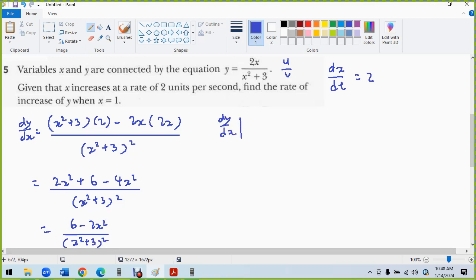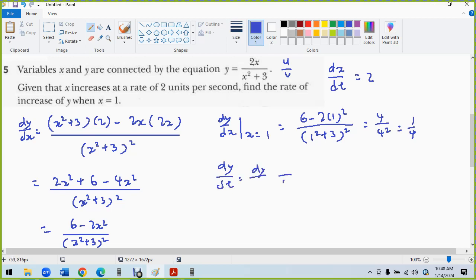So dy/dx when x equal to 1: (6 minus 2 times 1 squared) over (1 squared plus 3) squared. 4 over 4 squared, that is 1 over 4. So dy/dt is dy/dx times dx/dt. So we have dx/dt here. So dy/dt is 1 over 4 times 2. So it will become 1 over 2 units per second.